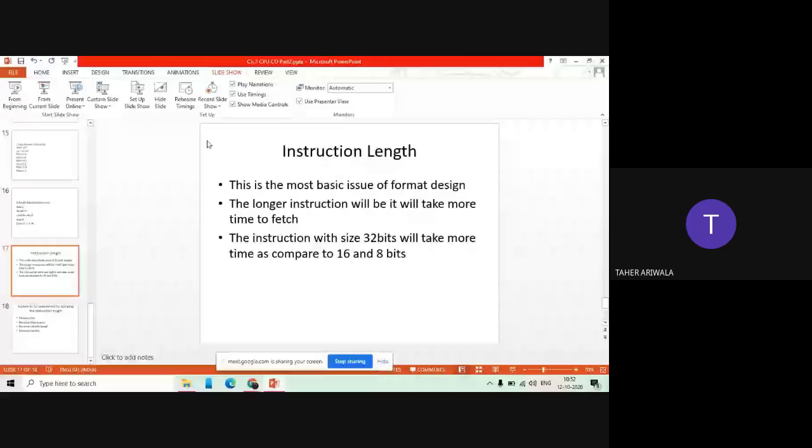Yes or no? Yes, ma'am. Okay. So we are now aware about the instruction format. We have an opcode and an operand. These instructions can be of 3 types: 3 address, 2 address and single address.